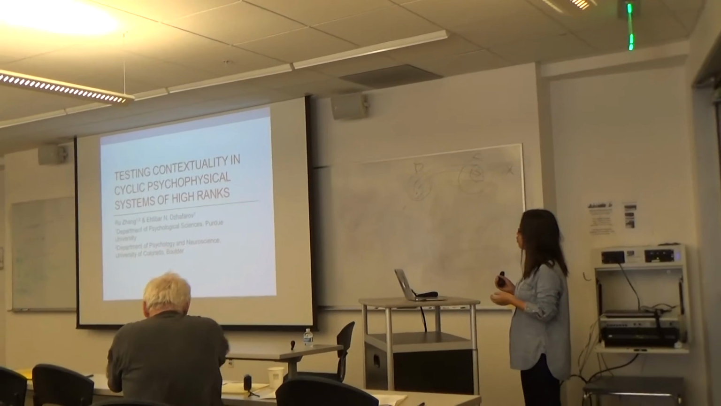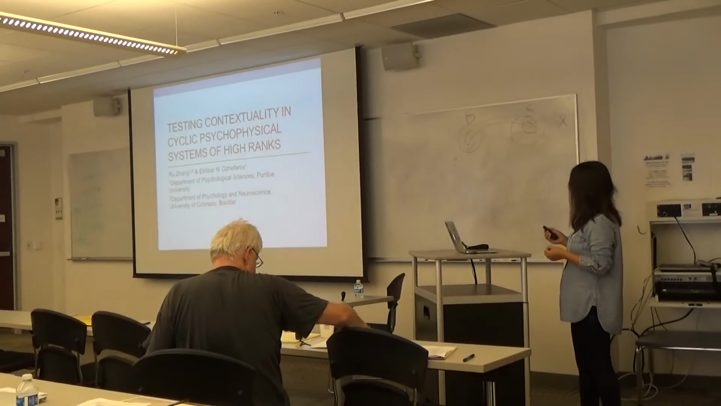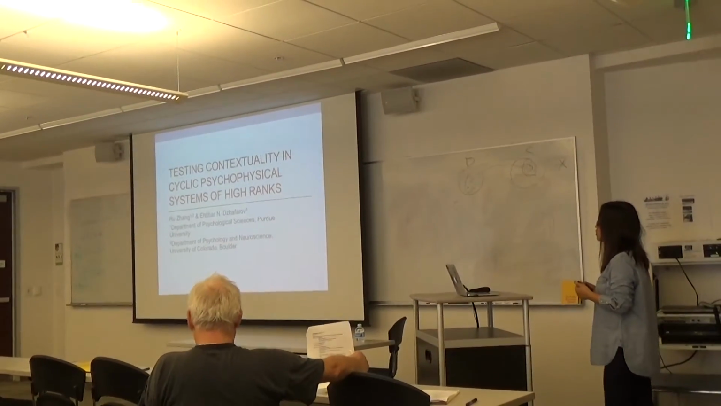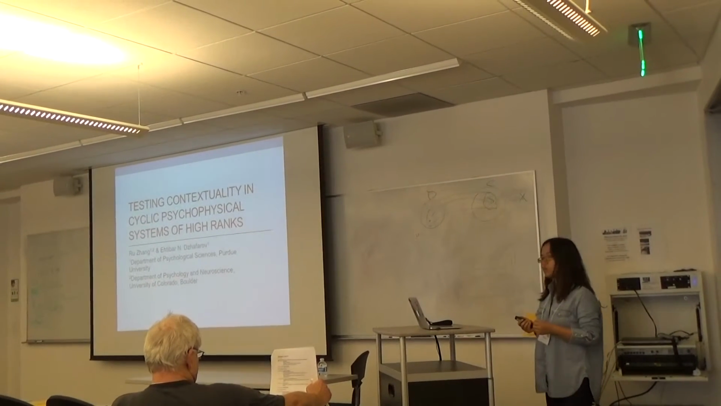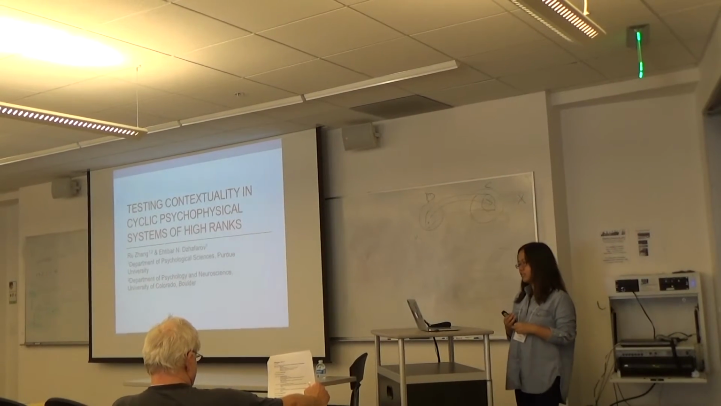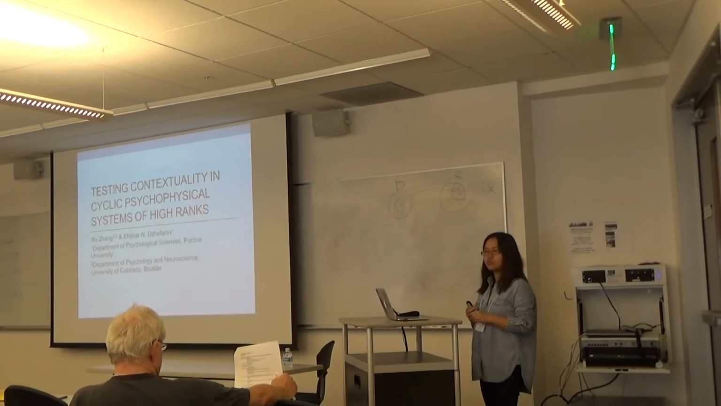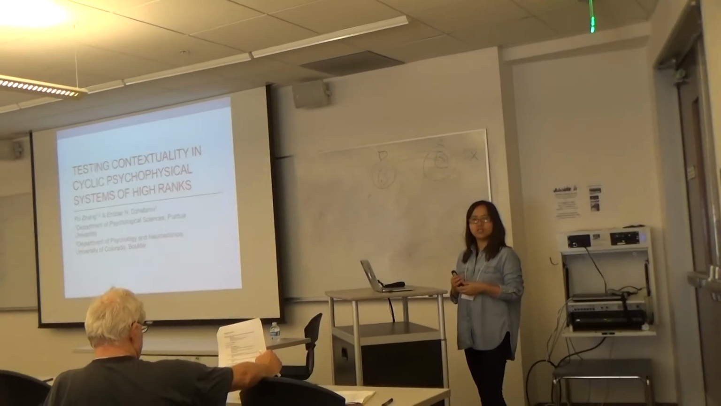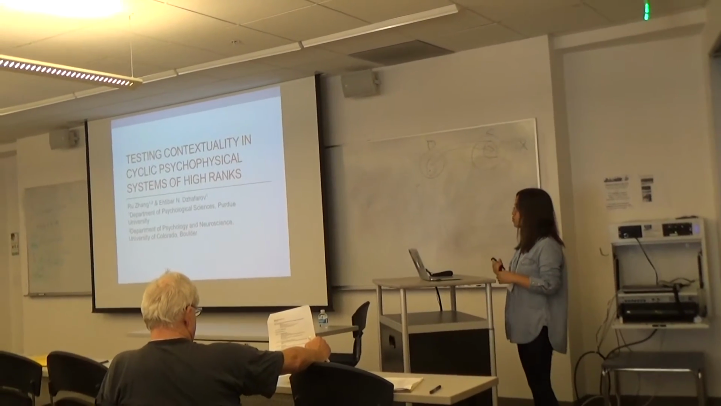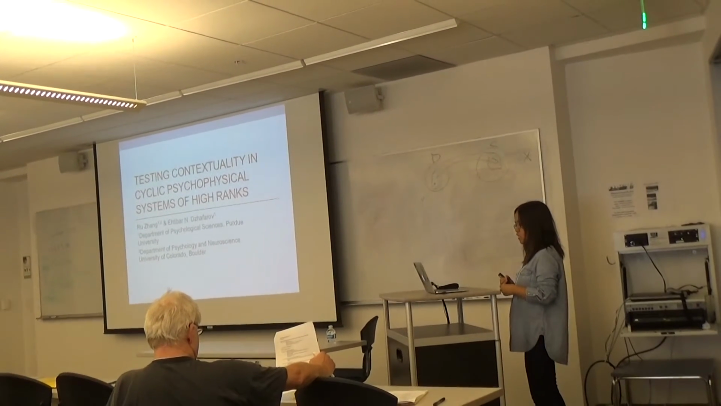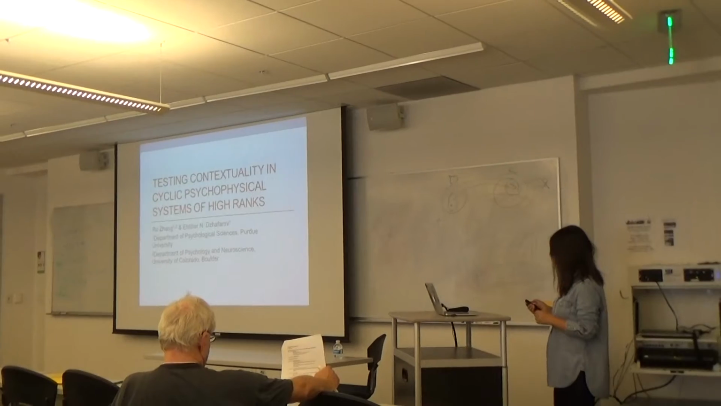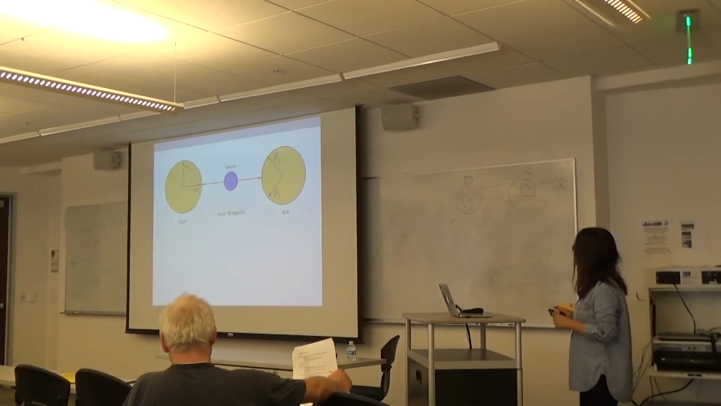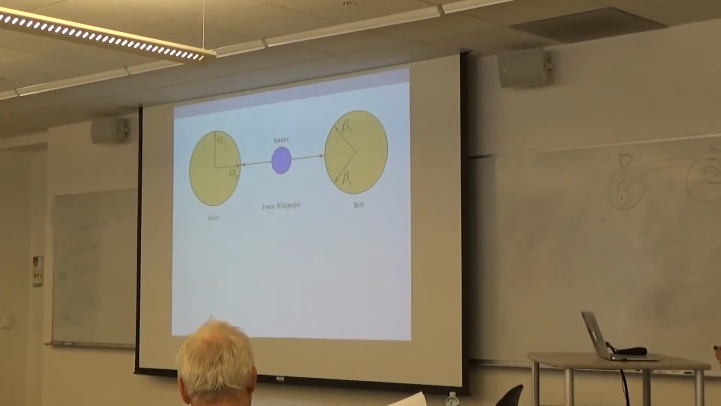With Ehtibar Dzhafarov, this is a talk on testing contextuality in psychophysical systems of high ranks. The studies of contextuality originated in quantum physics in the 1960s, and independently in the behavioral sciences under the rubric of selective influences. So let's start with some quantum physics.